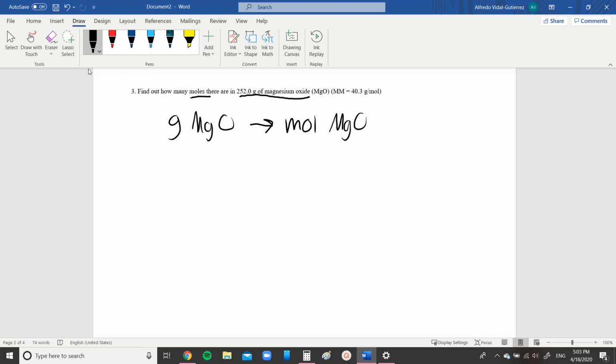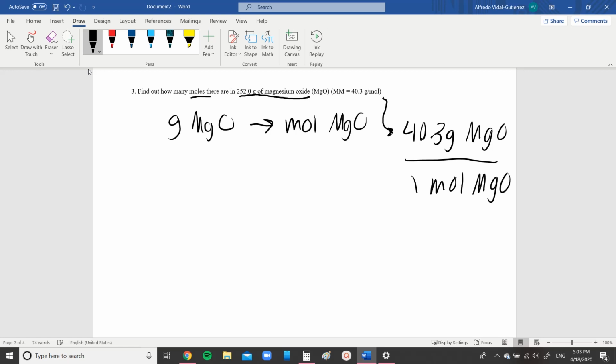The molar mass has been given to us. I'll rewrite it in the same exact format we've been using. So it'll be 40.3 grams of MgO per 1 mole of MgO. I am asked to go from grams to moles of magnesium oxide, and I have magnesium oxide's molar mass, so I can start setting that up. Always write what you've been given first. So you'll start by writing 252.0 grams of magnesium oxide.